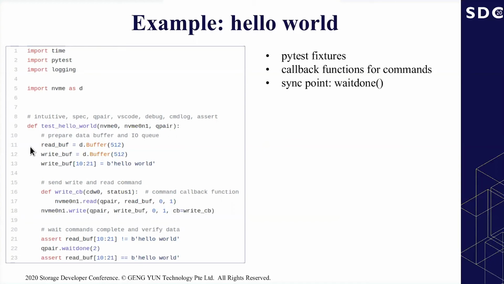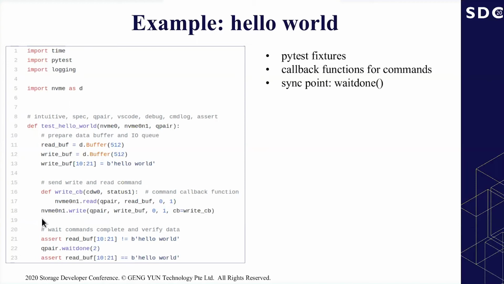Then we create the data buffers, one for write and another for read. They are DMA buffers, so we can send them to the SSD without memory copy. Then we write the buffer to the SSD at LBA0 with the API write in class namespace.